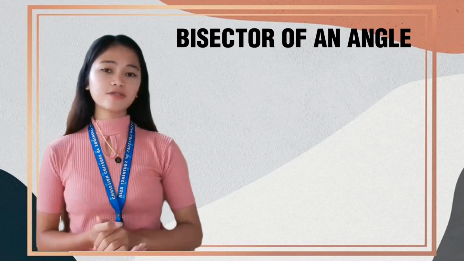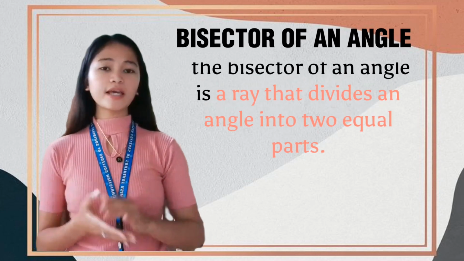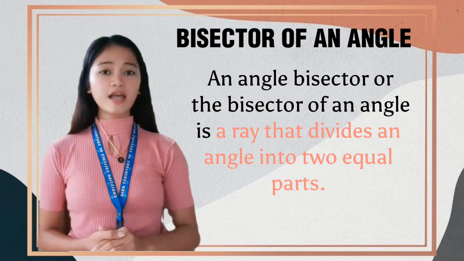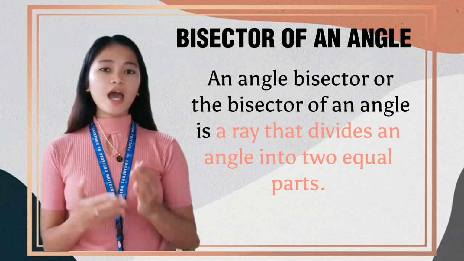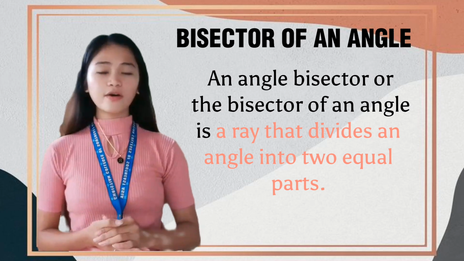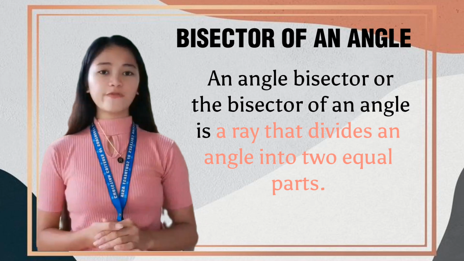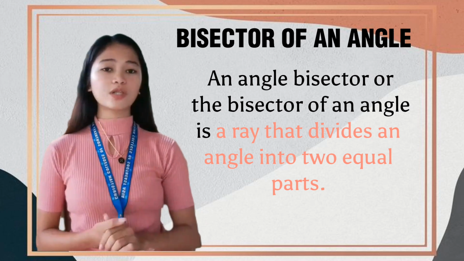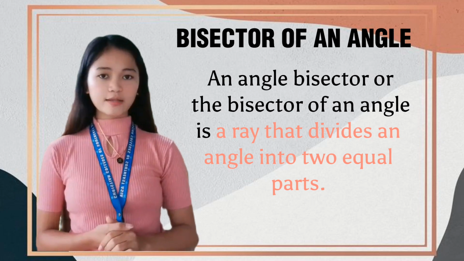What is the bisector of an angle? The bisector of an angle, or angle bisector, is a ray that divides an angle into two parts. Every angle has an angle bisector. It is also the line of symmetry between the two arms of an angle, and its construction enables you to construct smaller angles.